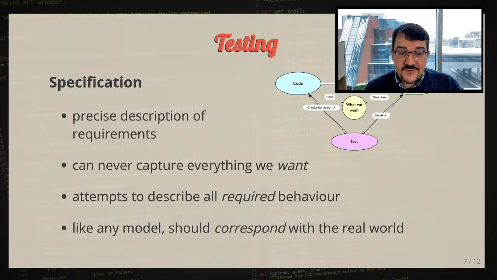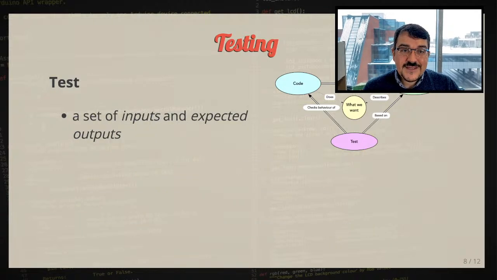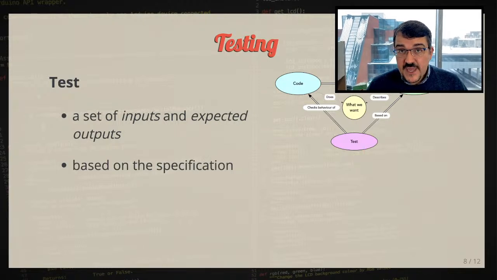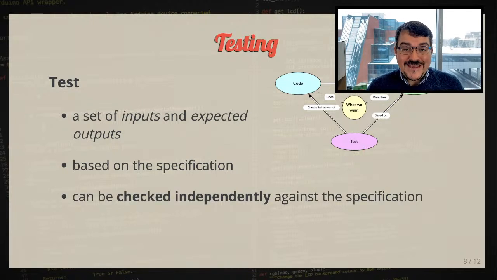So we have code, we have a specification, and then we have tests. A test is an input or set of inputs and an expected output or set of expected outputs. Based on the specification, independently of looking at your code, whoever writes the test ought to look at the specification and say, all right, the spec says that if you put this input into the code, then you ought to get this output from the code. And this is something that you can check independently against the specification.